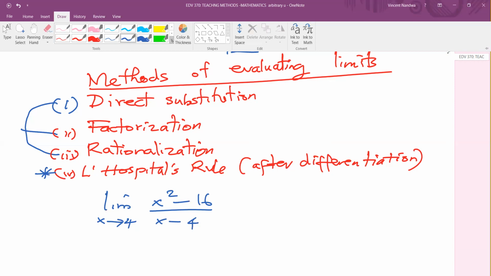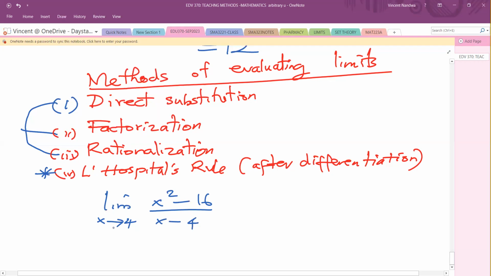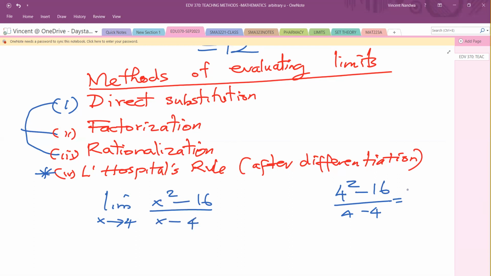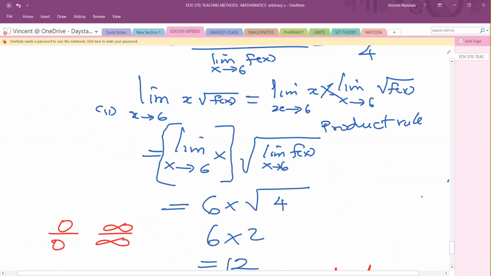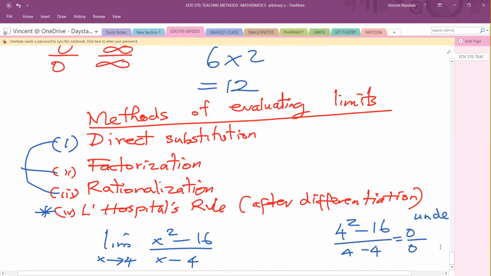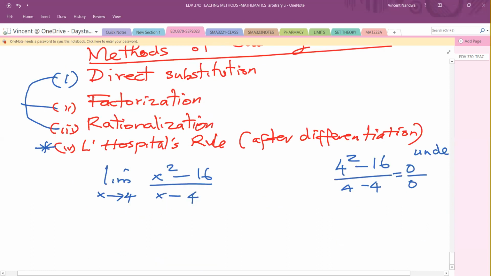Sasa unaona hapa ukisema direct substitution inamaanisha penye kuna x tunaenda kuweka 4, because unatuambia x is approaching 4. So utakuwa na 4 squared minus 16 over 4 minus 4. So 4 squared is 16 minus 16, 0. 4 minus 4, 0. So you see this one is undefined. Okay? So when direct substitution inakupatia 0/0, hapo ndio sasa we will think of these other methods, either factorization ama rationalization.